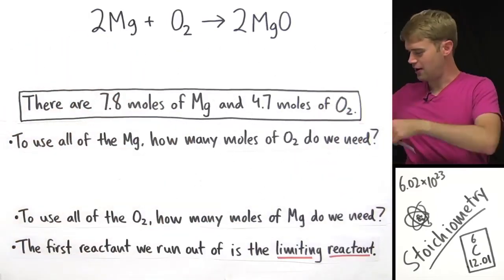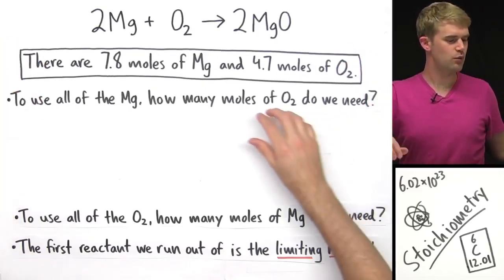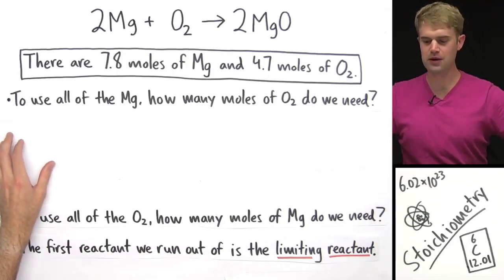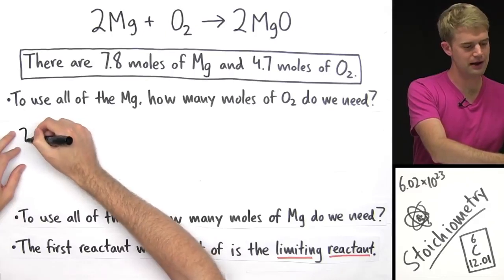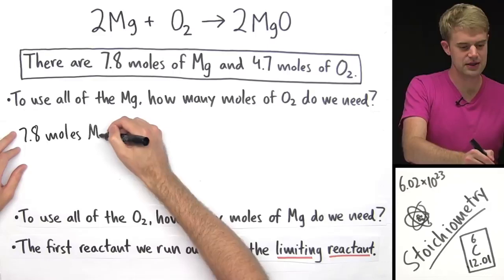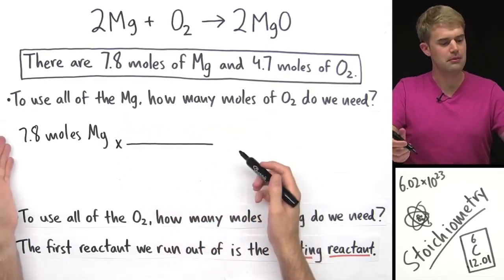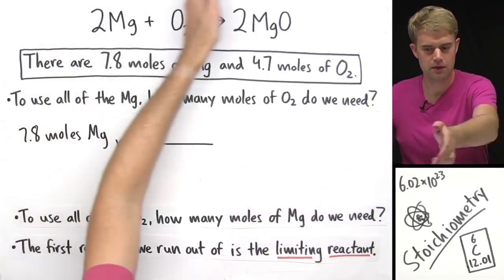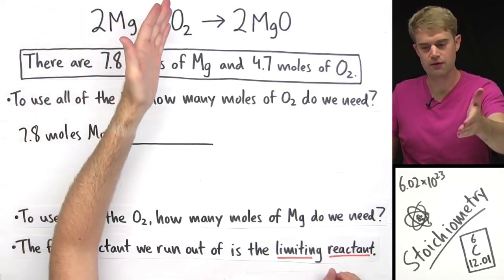I'm going to get rid of this paper right here so we just have a little bit more space. And we want to find out, to use all of the magnesium, how many moles of oxygen do we need? So we're starting with a maximum amount of magnesium. That's 7.8 moles of magnesium. How much oxygen do we need to react with that? Well, I'm going to multiply this by a conversion factor that shows the relationship in this equation between moles of magnesium and moles of oxygen.